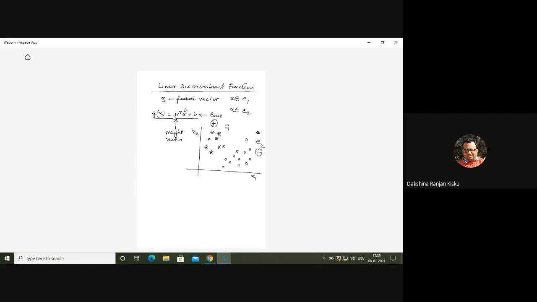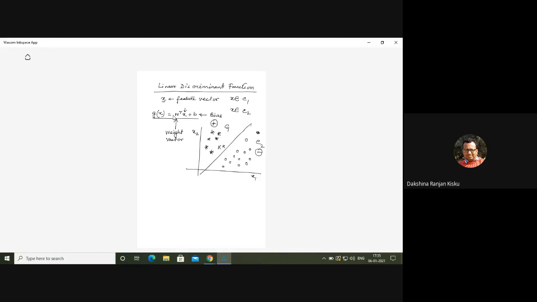Now we have to find a separating line that will separate the samples of one class from the samples of another class. If we draw a straight line over here, then we have a linear classifier. This straight line will classify the samples of class C1 from the samples of class C2. In this case, the function g(x) equals w transpose x plus b is known as the linear discriminant function.